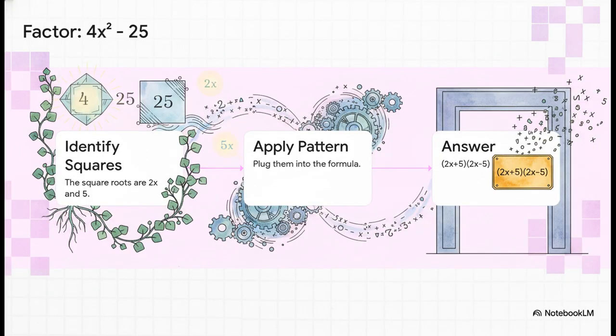Okay, let's try one that has a number in front of the variable, what we call a coefficient. We've got 4x squared minus 25. Now, don't let that 4 throw you off. The square root of 4x squared is 2x, right? And the square root of 25 is, of course, 5. So we've got our two pieces, our a and our b. Just apply the formula, and you get 2x plus 5, 2x minus 5. See? The pattern holds up perfectly.